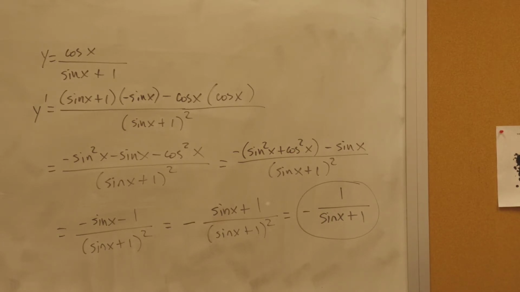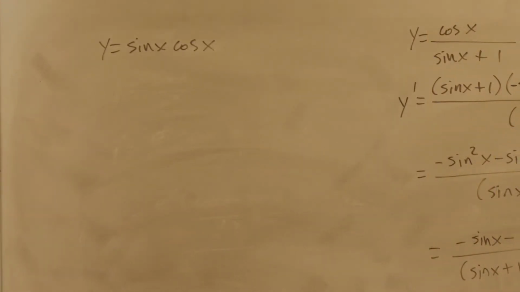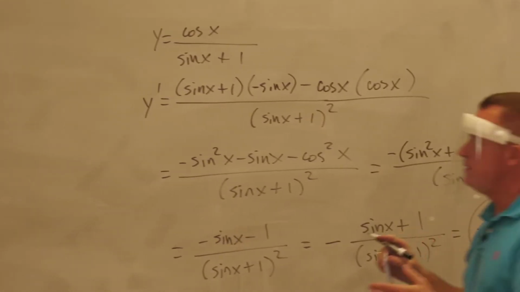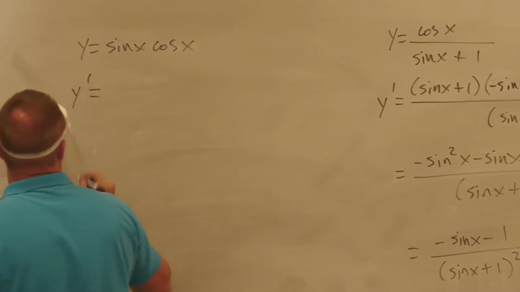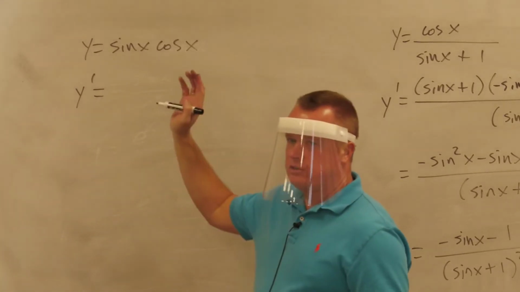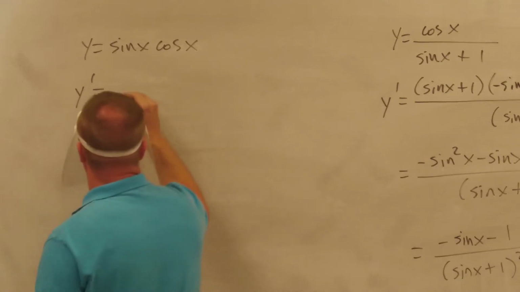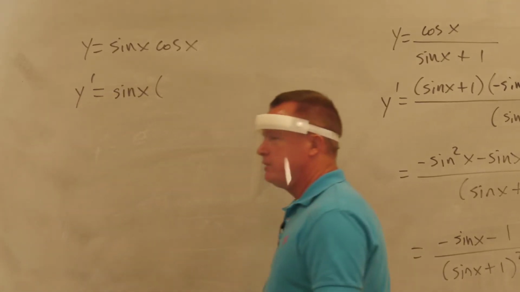Okay, any questions about that? All right, so I want to do the derivative. So I have a product. Got to do the product rule, okay? So y prime equals, all right, so I'm going to have the first times derivative of the second. In whatever order you want to start on it is fine, but let's do that on this one. All right, so first times derivative of the second.